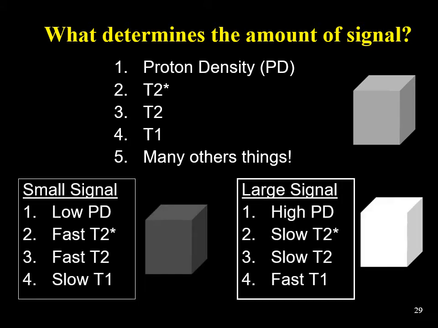So if we have low proton density or fast decay processes or slow remagnetization, slow regrowth, all these factors will result in low signal in the tissue that we're imaging. If we have high proton density, slow decay processes, or fast regrowth, all these things will result in higher signal in the tissue that we're imaging. But up until this point in time, we have not discussed how we determine where in that tissue we localize the signal.